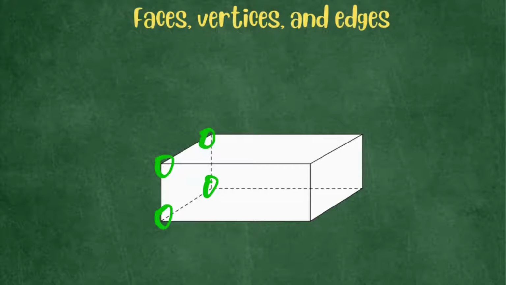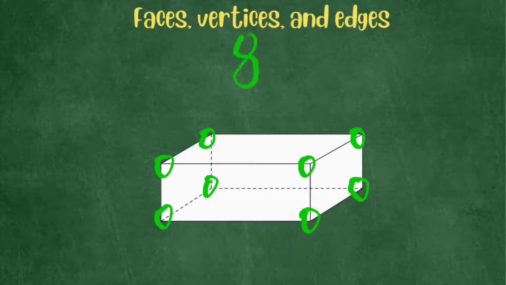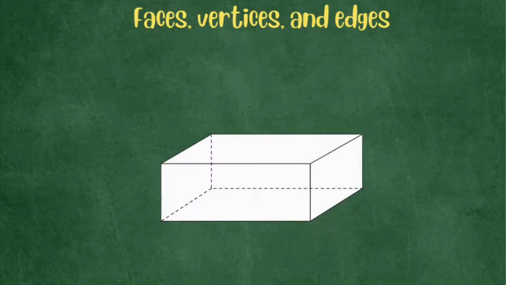And let's go to the other side. We have 5 right there, and then 6 right there, and then 7, and then 8 vertices. So this rectangular prism has 8 vertices.